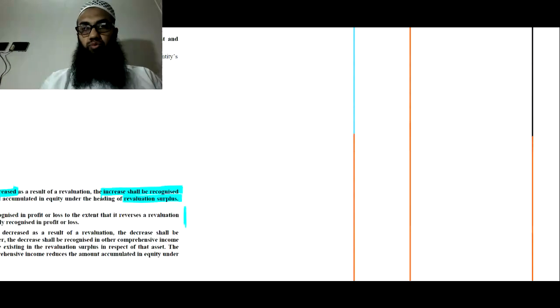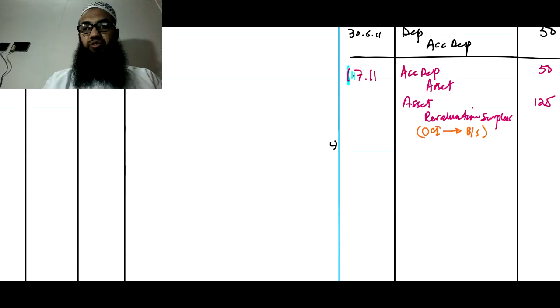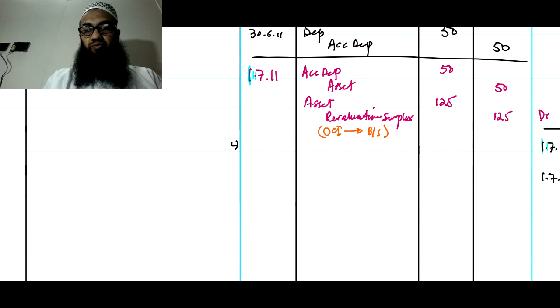Let's do our part, our general entry, the remaining general entry: asset debit, revaluation surplus credit on 1st July. It will first transfer to other comprehensive income, then transfer to the balance sheet in equity as a revaluation surplus.